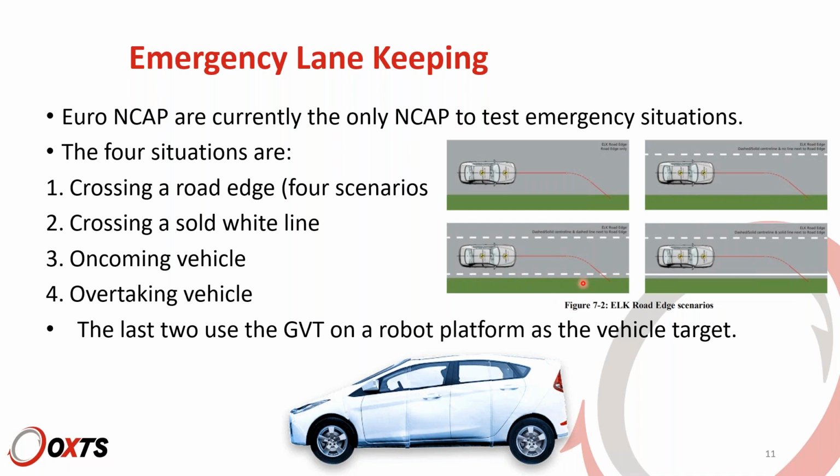So in both of these scenarios, because the impact point is with the front of the vehicle, obviously a towed soft target wouldn't be sufficient in this case, so you would need to use a robot platform with the standard GVT, the global vehicle target that Euro NCAP have identified, which looks a bit like this. This is the 4A, modeled on a Ford Fiesta, just a collapsible soft foam target that runs on a robot platform.